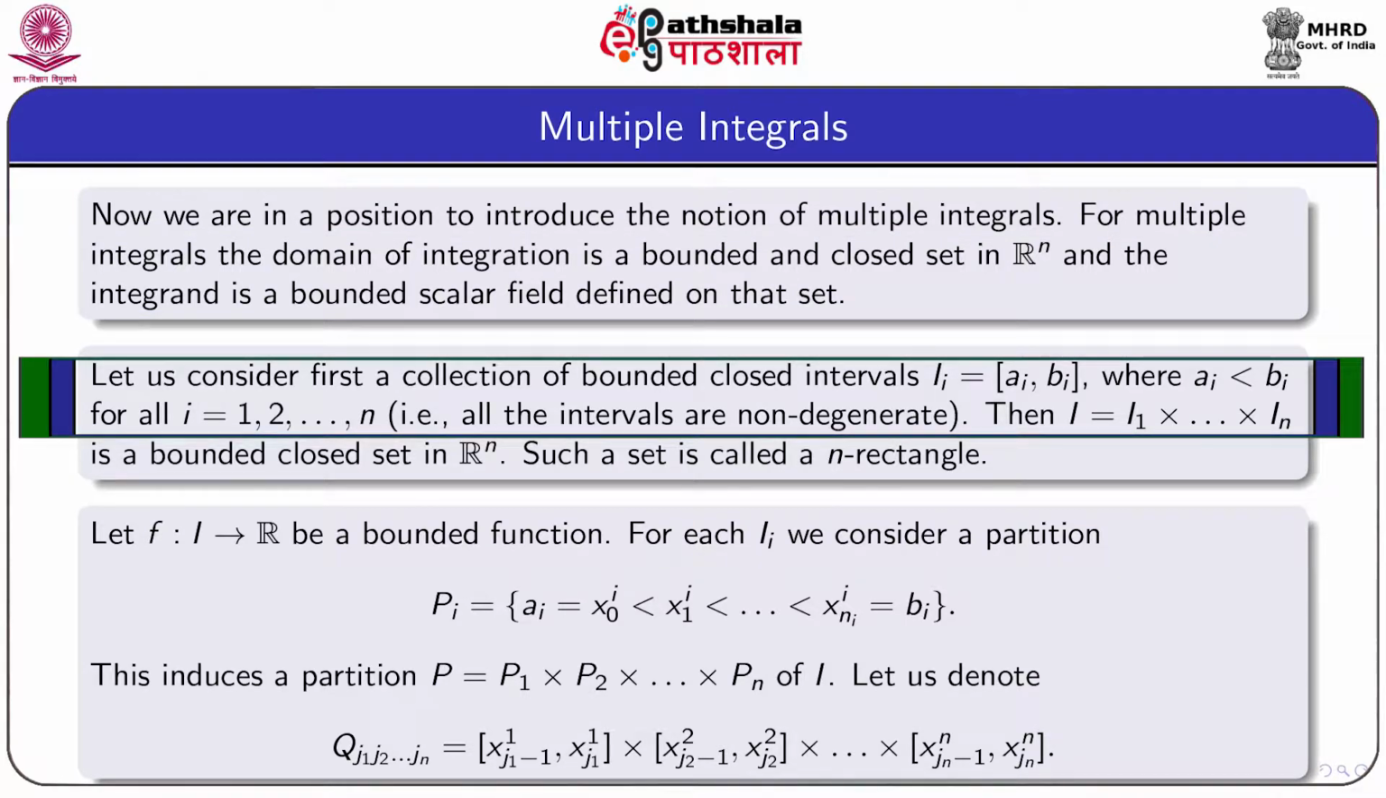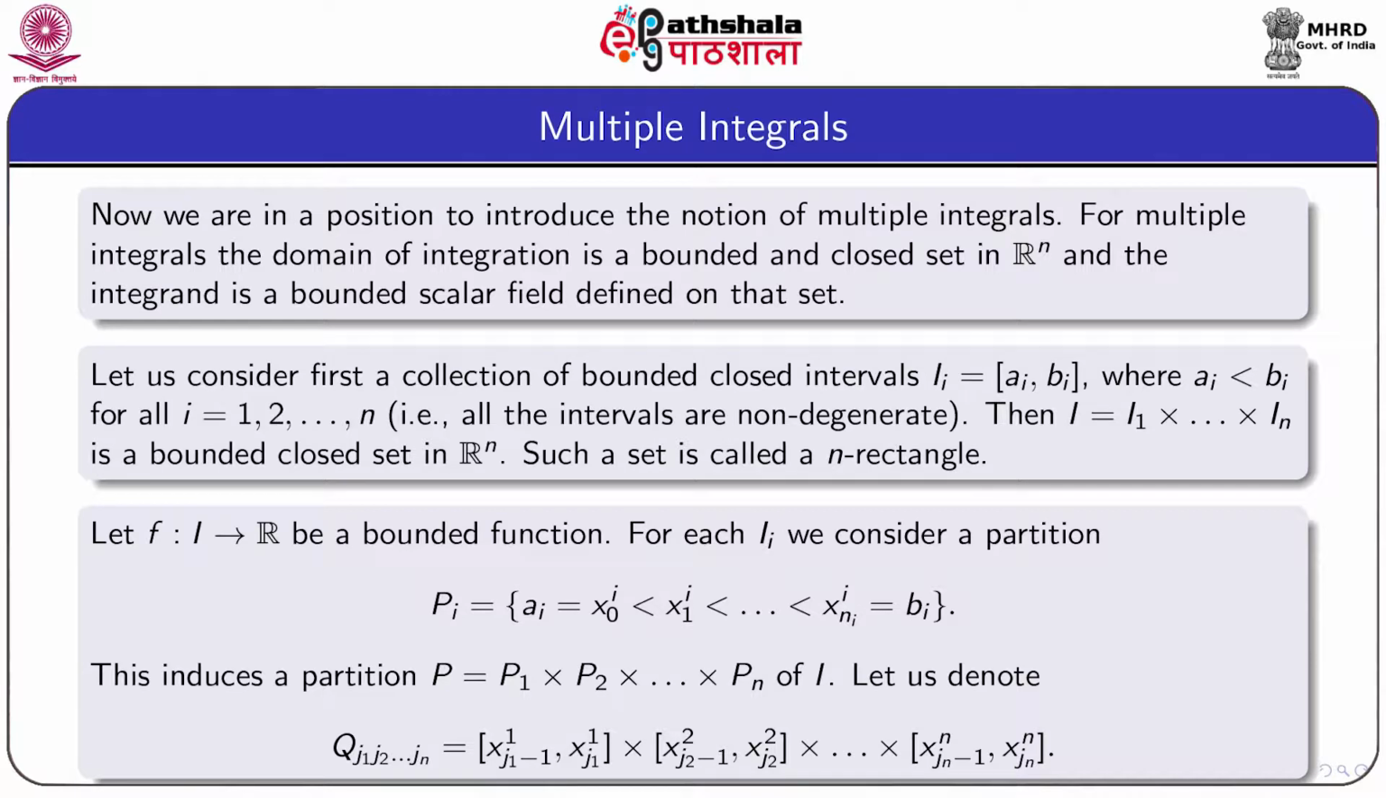Let us consider first a collection of bounded closed intervals Ii. For every i, this is a bounded closed interval with endpoints ai and bi, where ai is less than bi, and i runs from 1 to n. That is, we assume that all the intervals are non-degenerate. That is, none of them is a singleton set. Let I be the Cartesian product of these intervals in their natural order, that is I equal to I1 cross up to In, and clearly it is a bounded closed set in R^n. Such a set is called an n-rectangle.